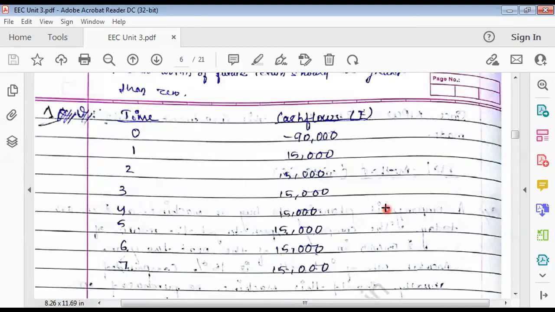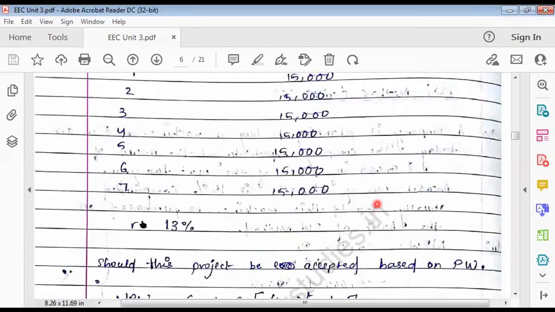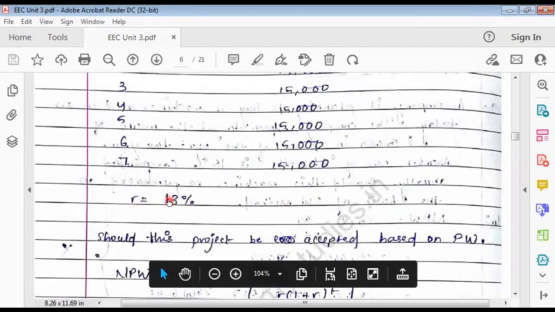Let us remember the question so that we can go to the solution. Time and cash flows. Time starts with 0, the corresponding cash flow is negative, and subsequent values are positive till 7 years. What do you understand from this question? You are already familiar. The project requires an initial investment of 90,000 rupees. The project is expected to give a return of 15,000 rupees in each of the next 7 years. And the rate of interest must be noted. The rate of interest is 13% compounded annually.